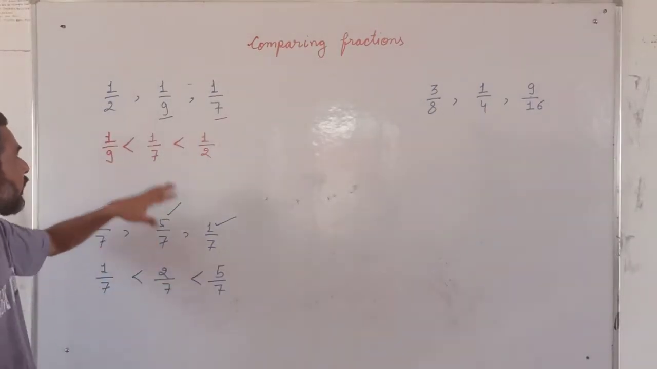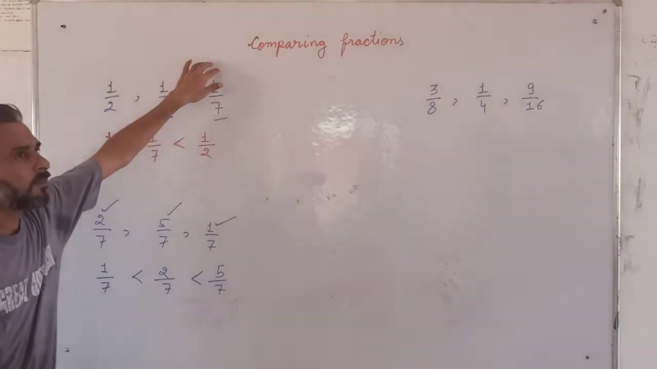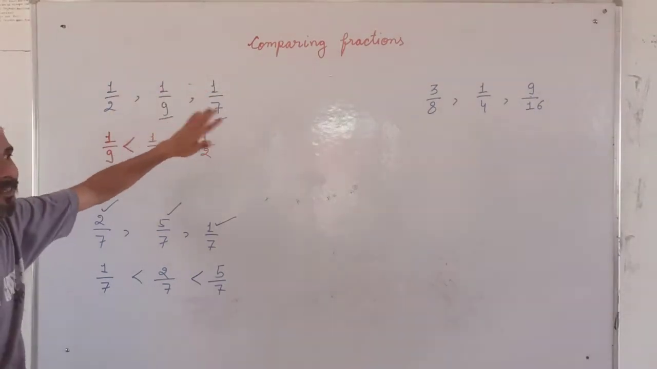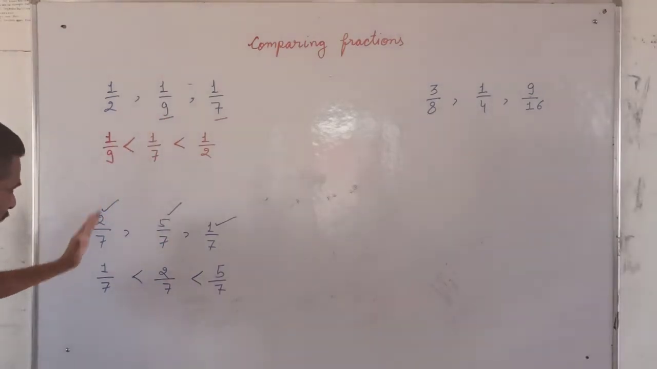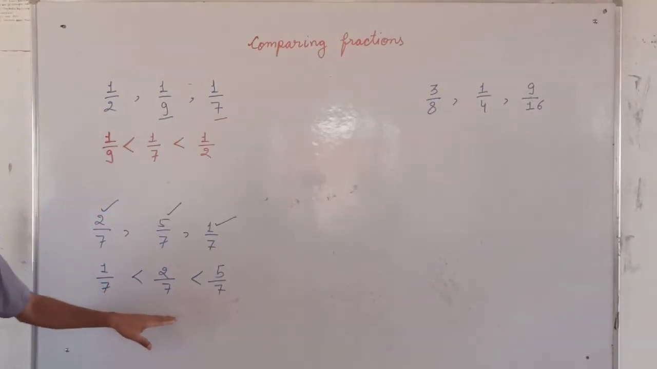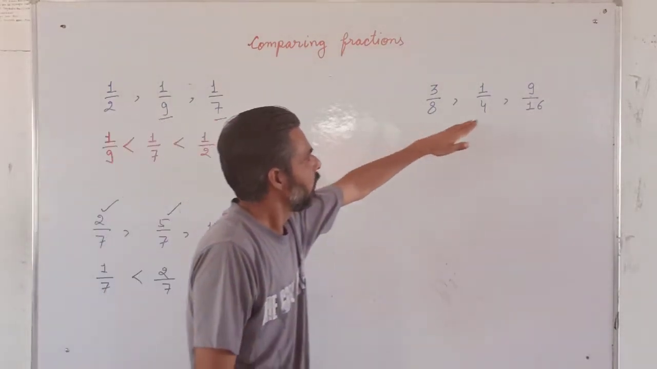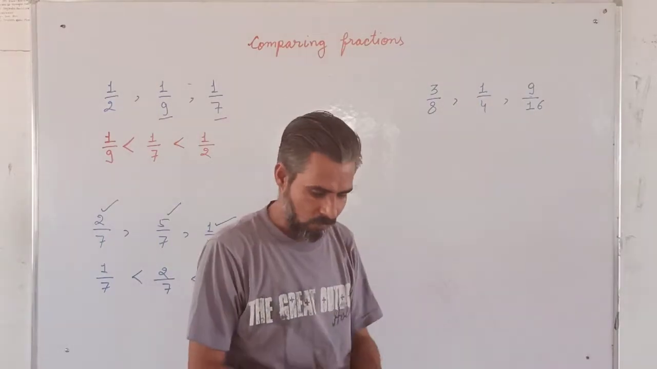Keep in mind, in the first one the numerator was same. If the numerator is same, the fraction having the largest denominator will be the smallest one. Here, if the denominator is same, then the fraction having the smallest numerator will be the smallest one. Here, all things are different. So what we will do?